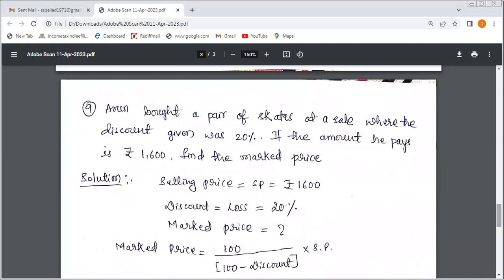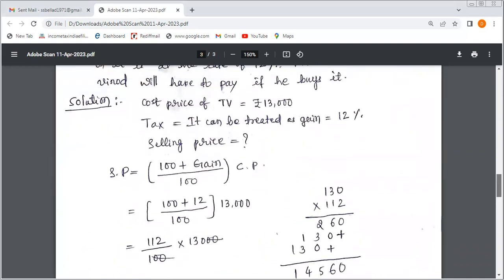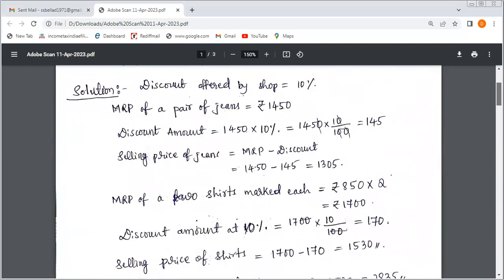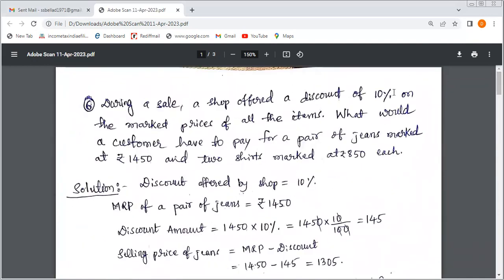And still one more exercise is there in this chapter, 8.3. So in the next coming videos, I will solve exercise 8.3.